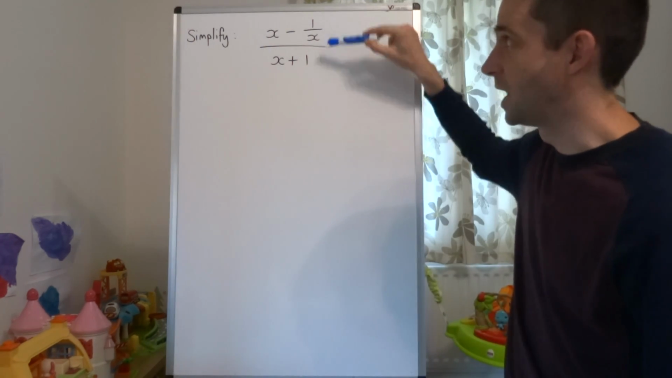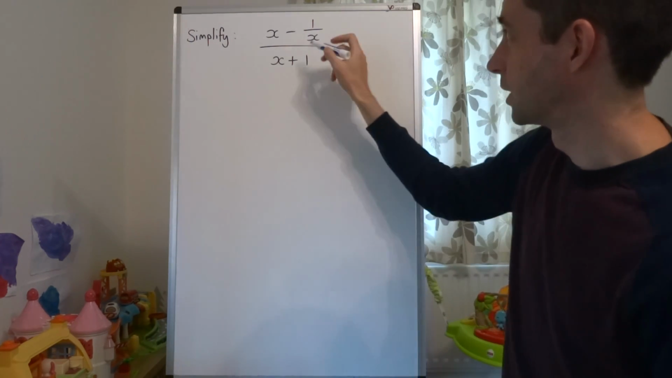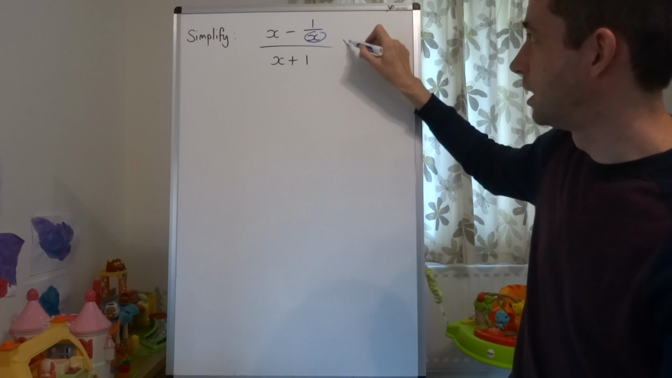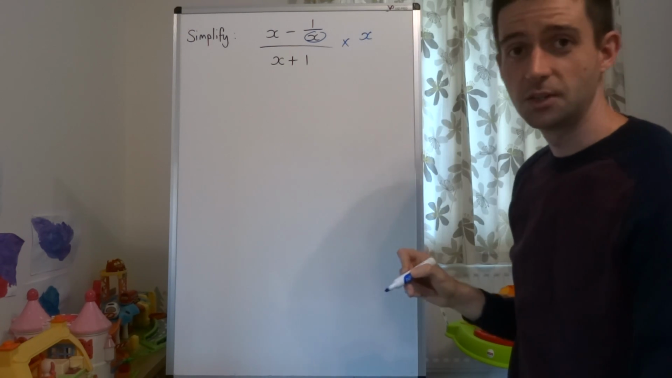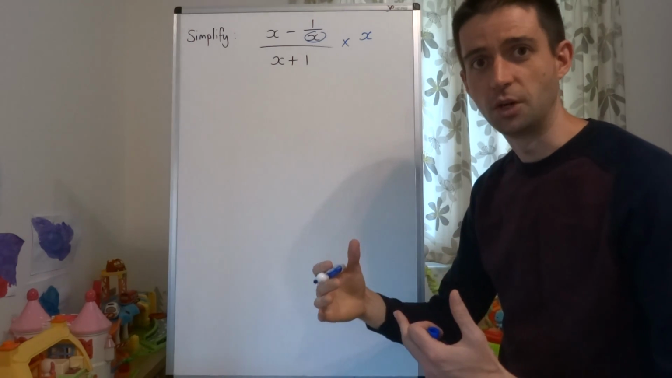So the first thing that I need to think about doing is how to deal with the fact that I have 1 over x on the numerator. What I can do is look at what the denominator of this fraction is here, and I can multiply the entire numerator by that denominator to cancel it out to a linear term without a fraction.